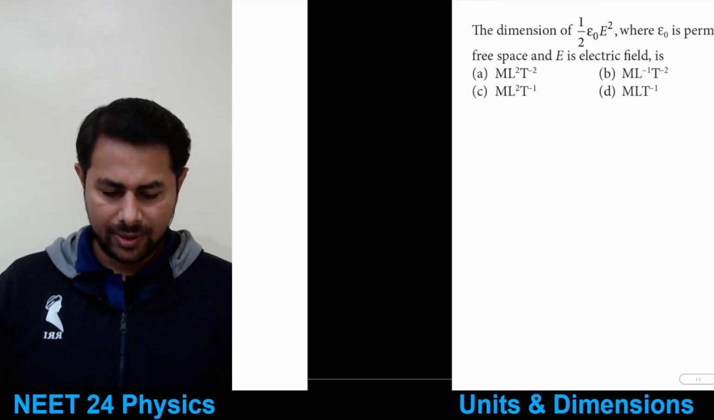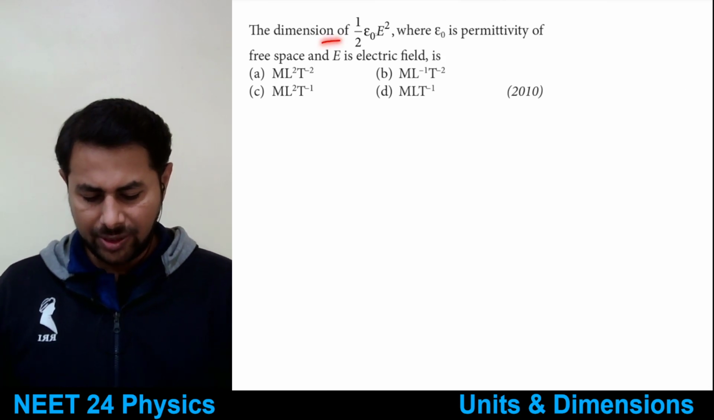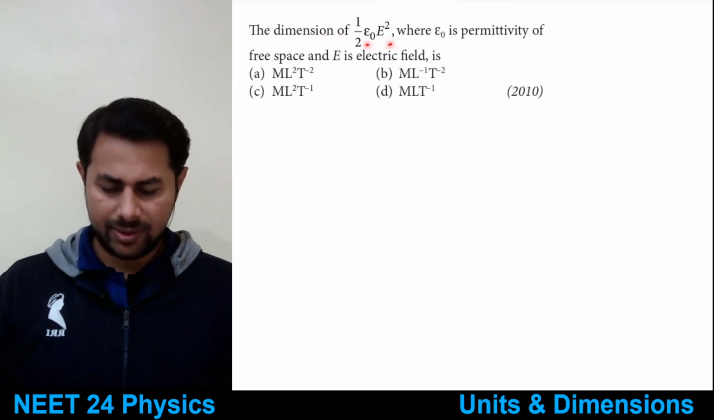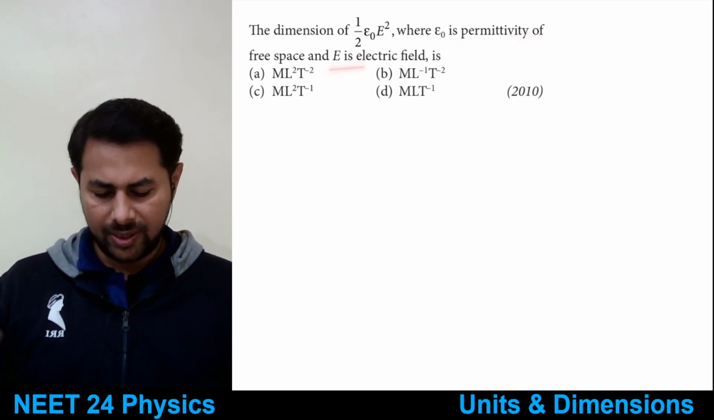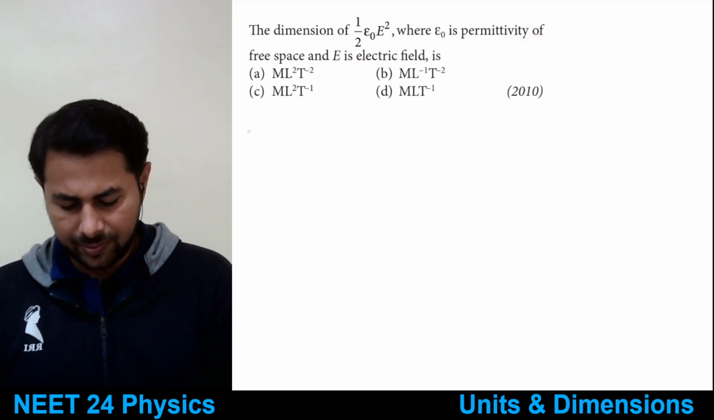Right, let's see the next one. The dimensions of half of epsilon naught E square, where epsilon naught is the permittivity of free space and E is the electric field, is. Tell me, anyone?